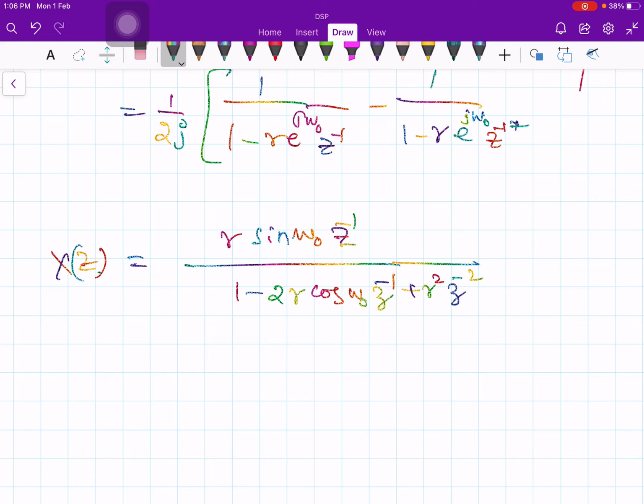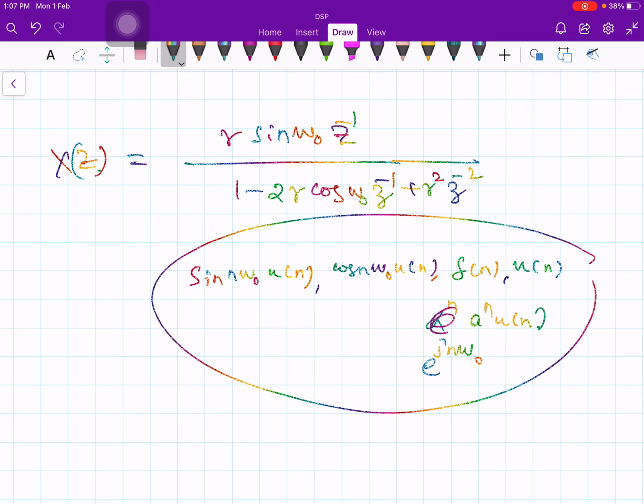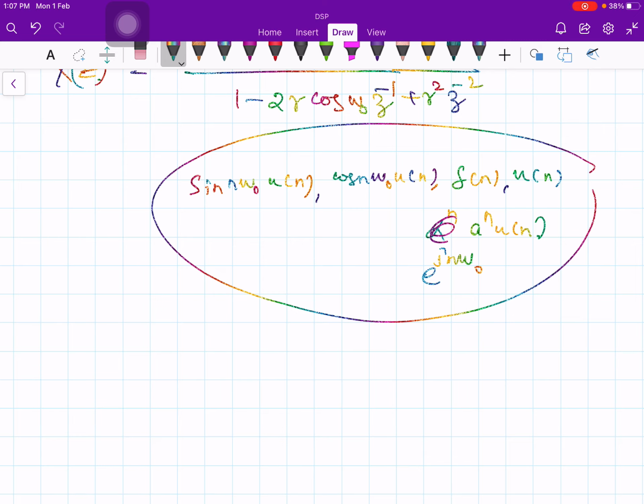So sin n omega naught u of n, cos n omega naught u of n, delta of n, u of n, alpha to the n, let me write down a to the n u of n, then e to the j n omega naught. For these basic sequences, you should be able to write the z transform without consulting the table. Just like your name and your father's name, you have to remember this, so you don't have to turn the pages of the book. You have to remember the formulas of these basic sequences so that you can find the answer for any given problem.